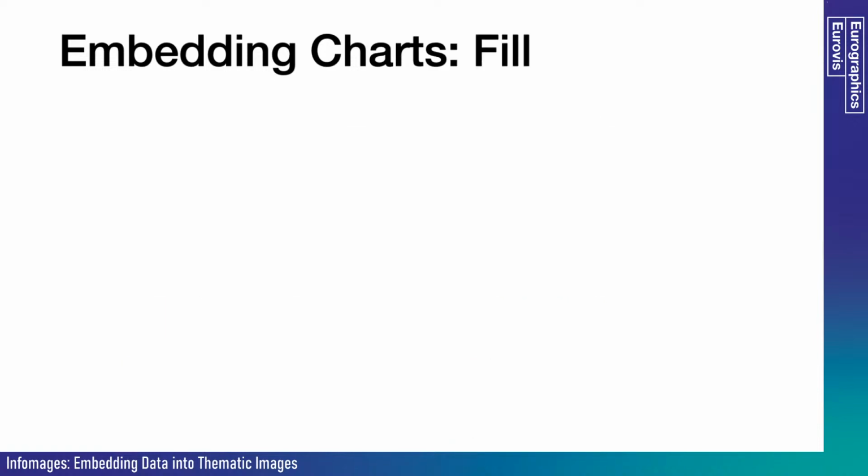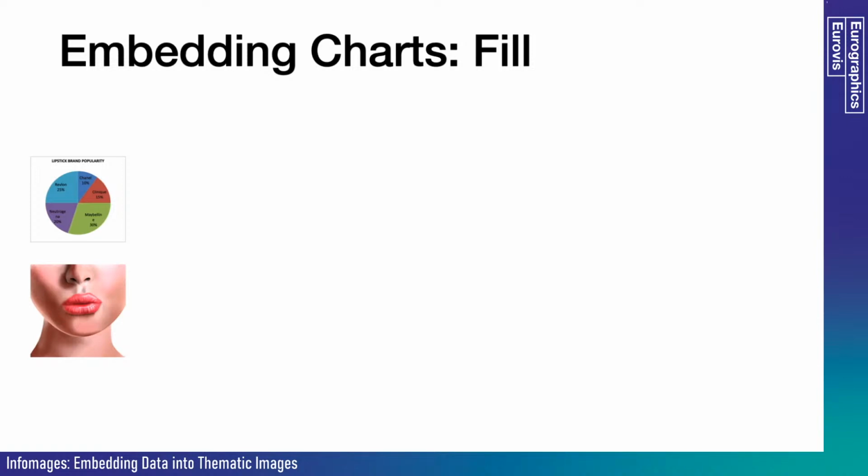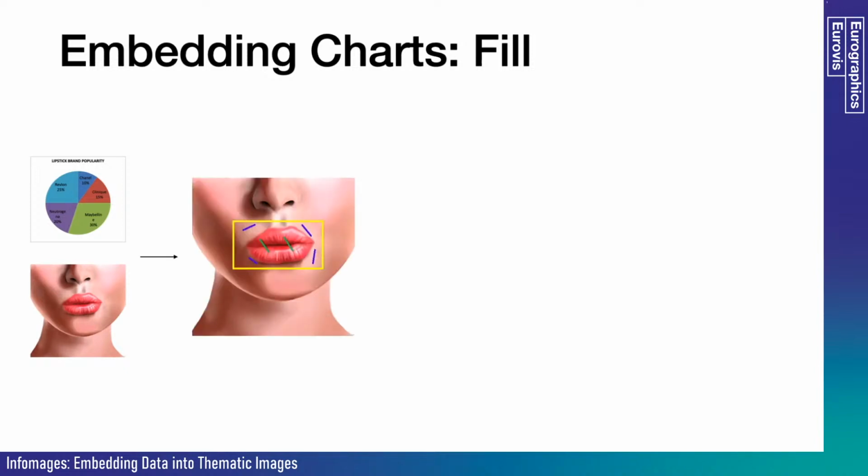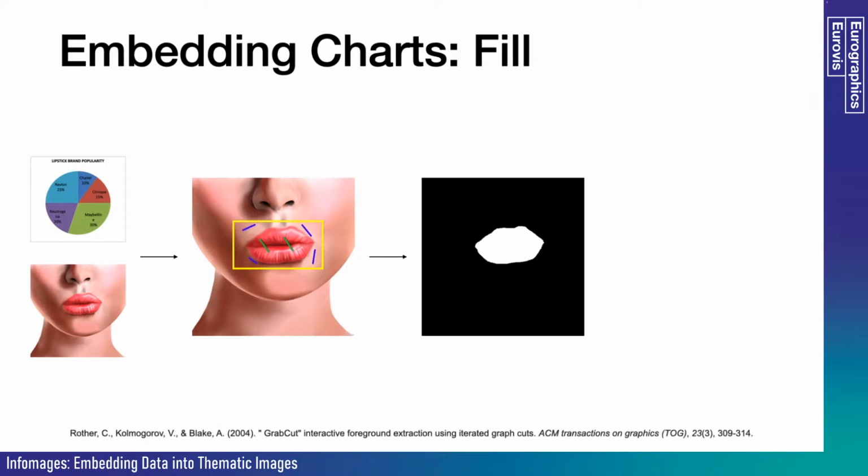Given a data set and an image, in this case, data about lipstick brands, we can embed the chart into the woman's lips to create an Infomage. To accomplish this, the user must first roughly select the object region, in this case her lips. We use this marking to guide the GrabCAD segmentation algorithm to segment out the lips and create a mask. This mask is then used to fill the pie chart into the lips and create an Infomage.